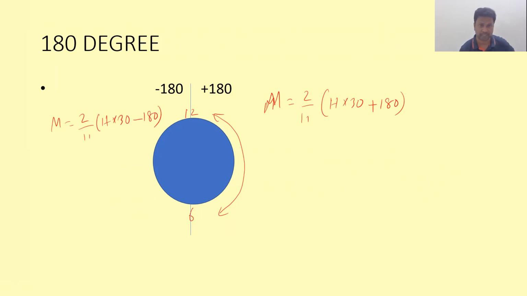So this is for 12 o'clock to 6 o'clock. Between this interval, if they ask any question, you use the plus formula. From 6 o'clock to 12 o'clock, in this interval, if they ask any question, you take the minus formula. Right side of the clock means you take the plus formula, left side of the clock means you take the minus formula. I will explain how to do this question.